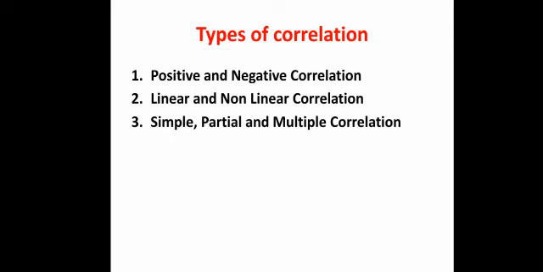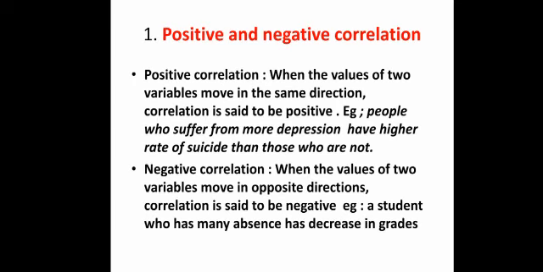There are three types of correlation: positive and negative, linear and non-linear, and simple, partial and multiple correlation. First of all, positive correlation. When the values of two variables move in the same direction, correlation is said to be positive. For example, people who suffer from depression have a higher rate of suicide than those who do not. As alcohol use increases, smoking habit also increases.